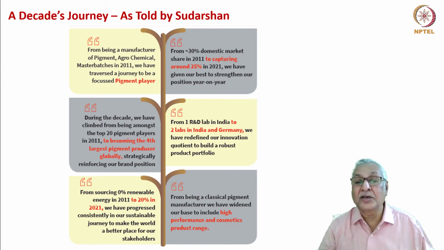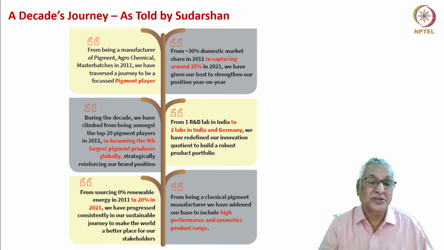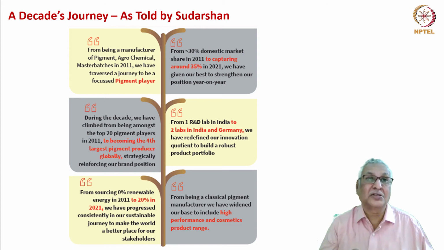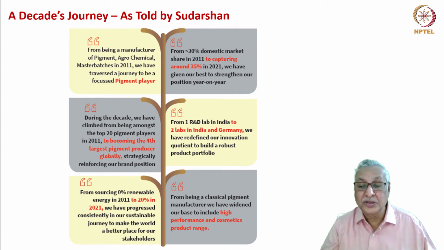Similarly, from one R&D lab in India to two labs in India and Germany, Sudarshan has redefined its innovation quotient to build a robust product portfolio. From sourcing 0% renewable energy in 2011 to 20% in 2021, the company has progressed consistently in the sustainability journey. And the idea is to make the world a better place for the stakeholders to the extent an individual company can do. Similarly, from an overall product market perspective, from being a classical pigment manufacturer, the company has widened its base to include high performance and cosmetics product range. So, this is the decade's journey as told by Sudarshan.